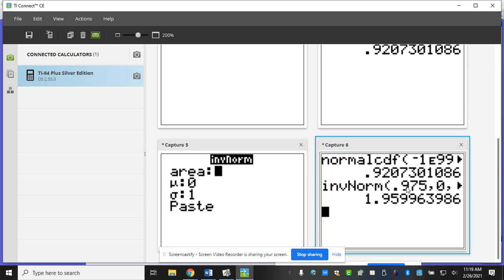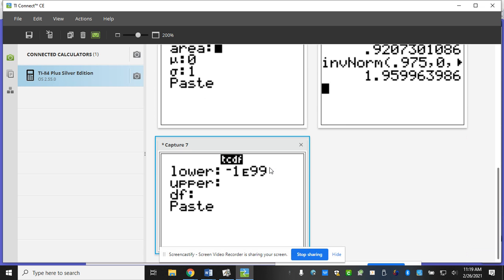T CDF looks like this. So I could figure out what my T would be for a certain area being shaded with a given degrees of freedom. So your calculator in these buttons that I just went over does the same thing as your charts do.